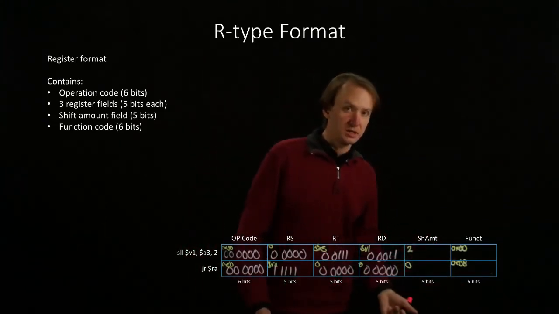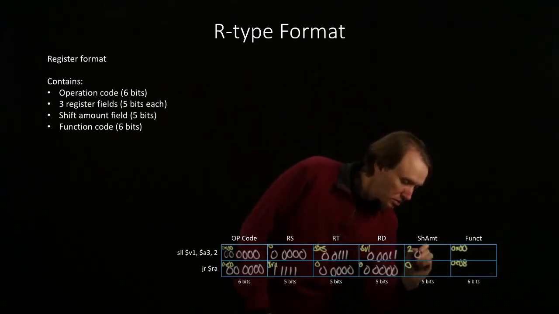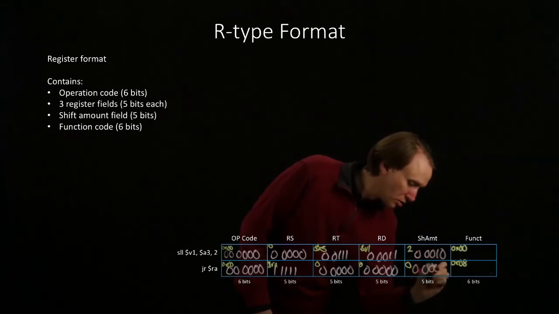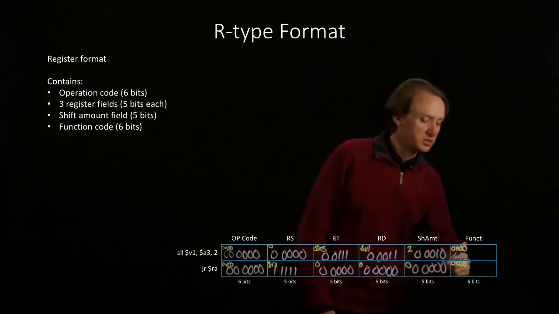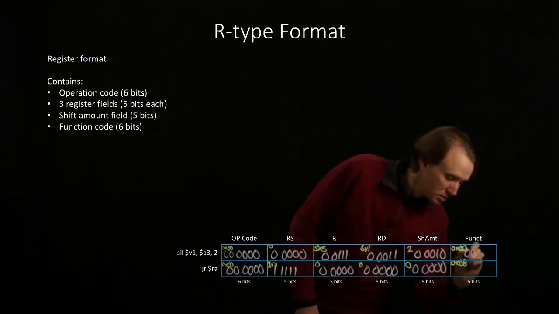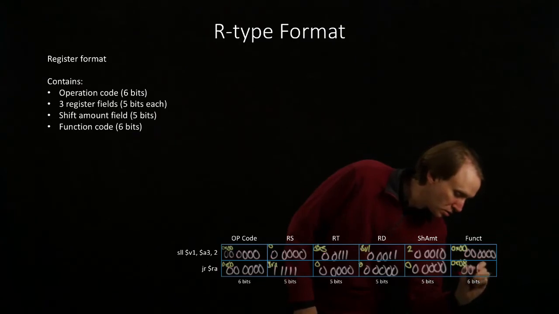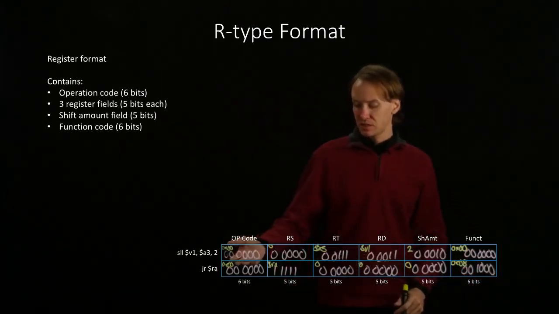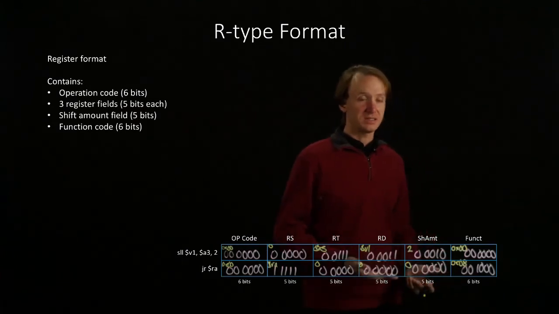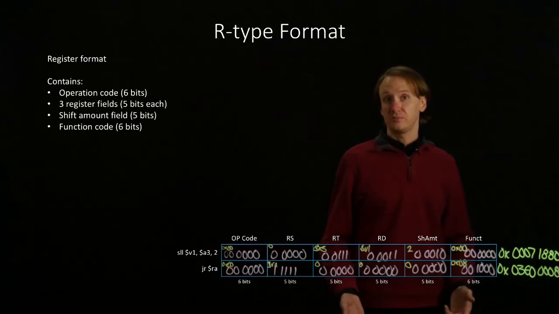2 gets translated into 2, and we have 5 bits for our shift amount. And then we just have our function field, which is still just 6 bits. Lastly, I'll convert both of these into hexadecimal. So that's what both of those instructions look like in machine language.